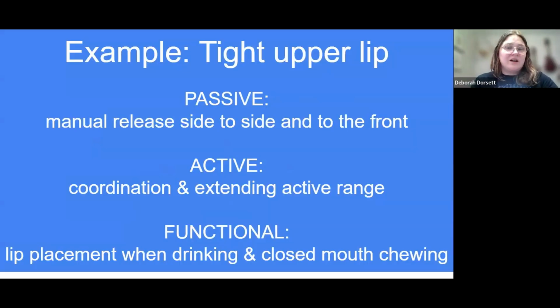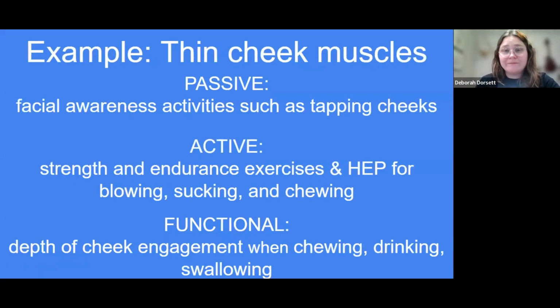For the child who had the tongue tie, we would use passive interventions of manually releasing, stretching to improve that range of motion, that tight upper lip. We would actively work on their coordination and improving and extending their active range of their upper lip. And then functionally, we would be working on their lip placement when drinking or maybe closed mouth chewing.